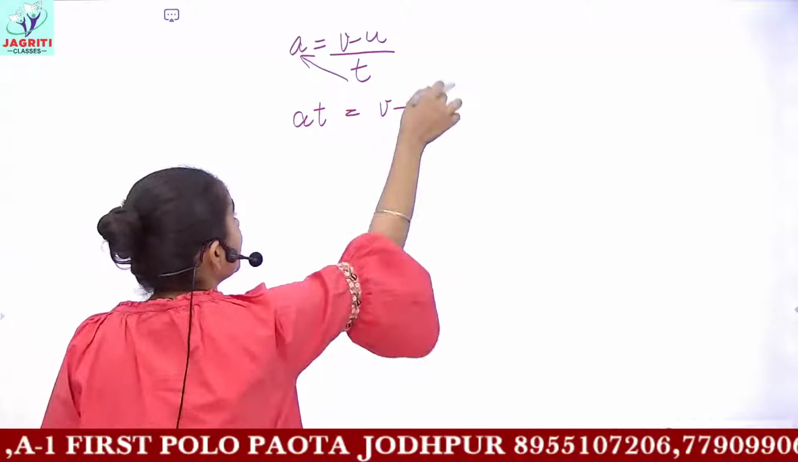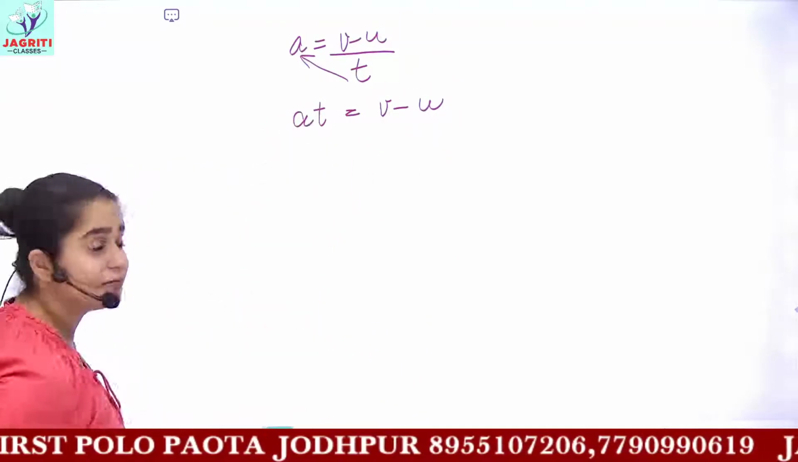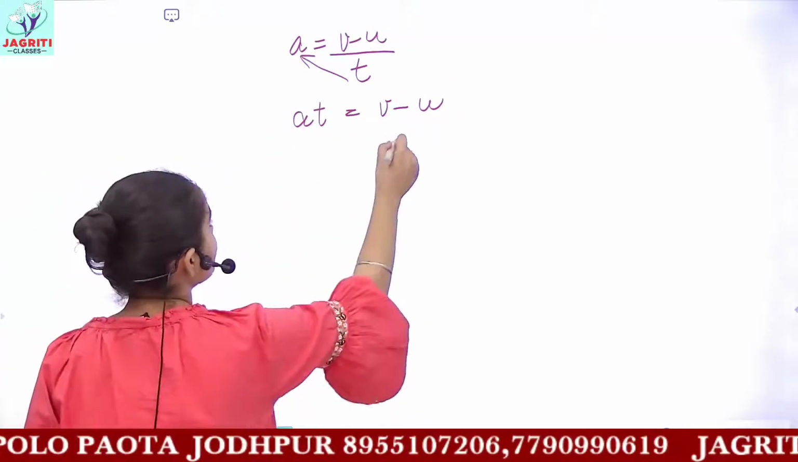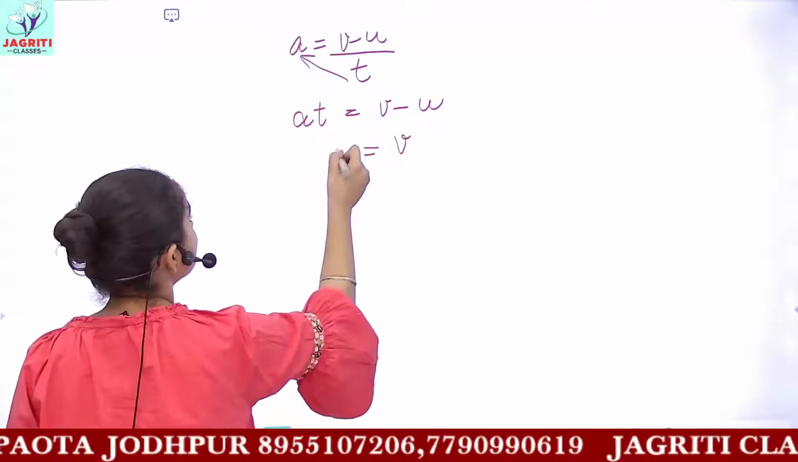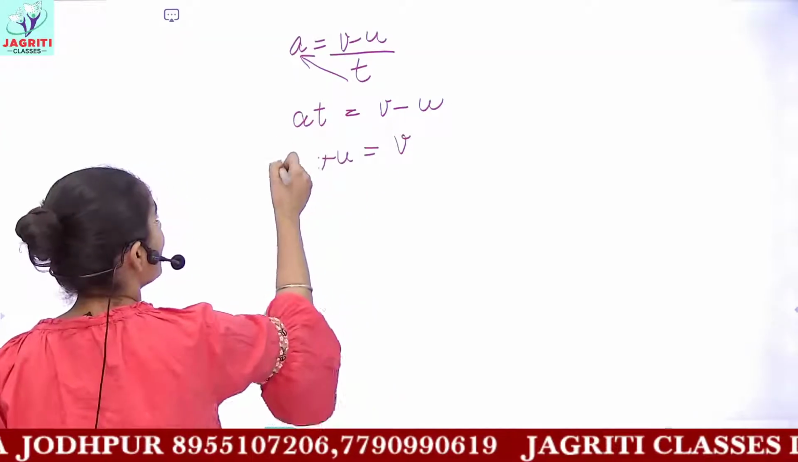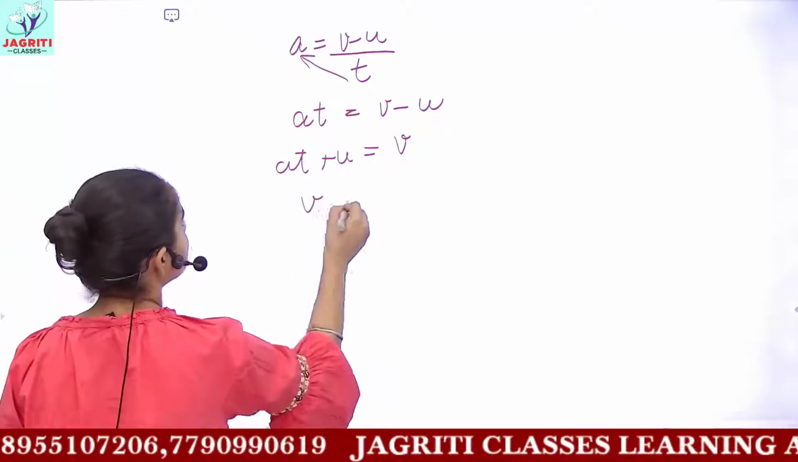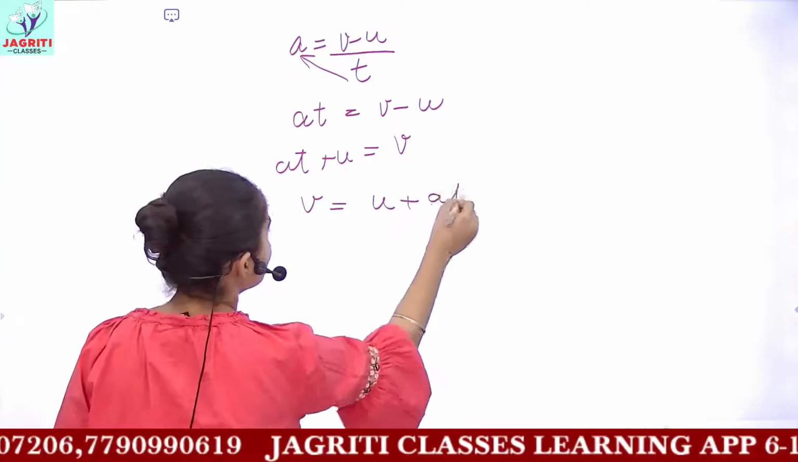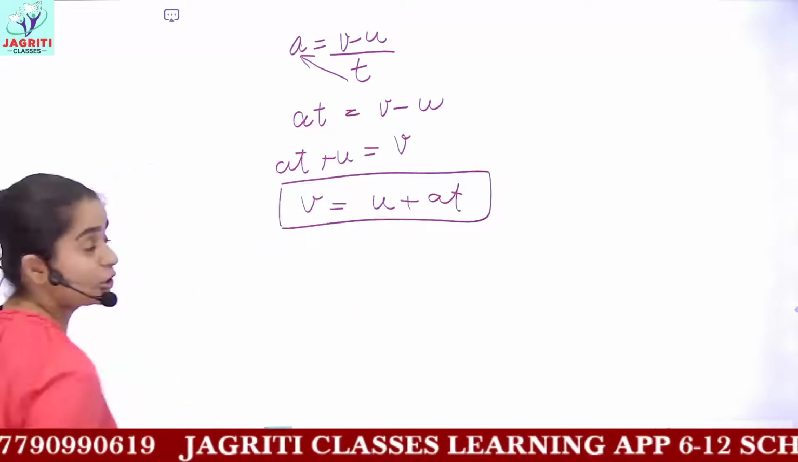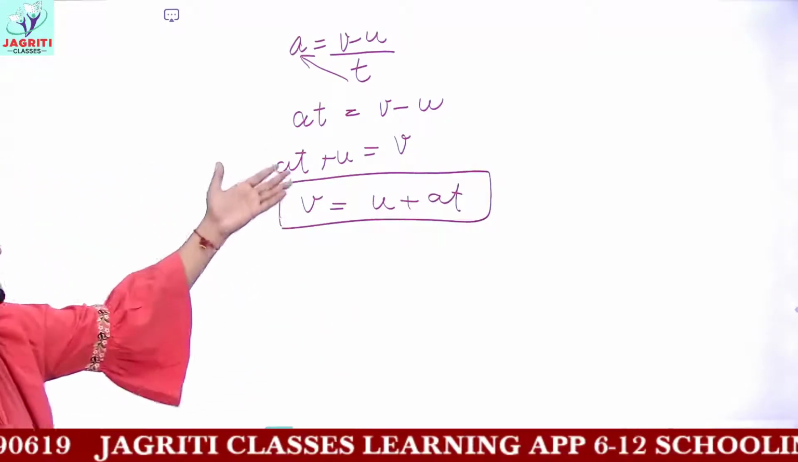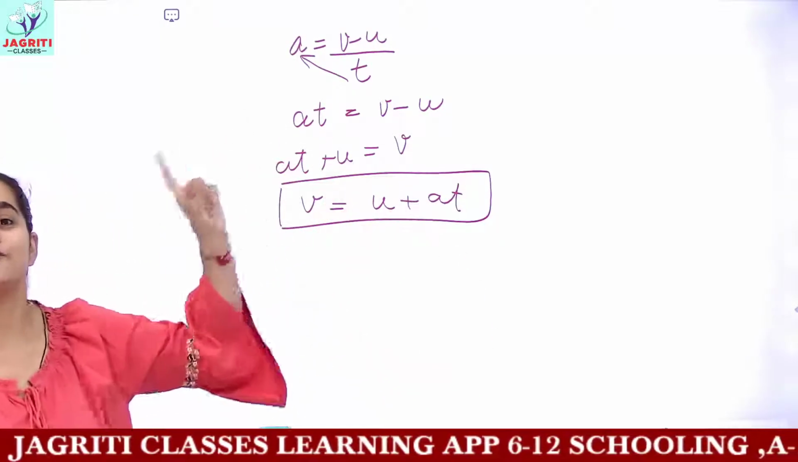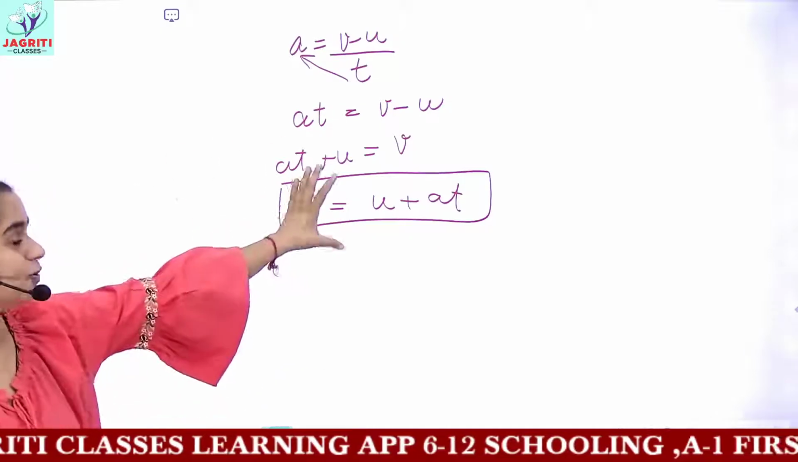If you shift your minus U term to the left, then you get plus U. So this would be V is equal to plus U, and you have here at. And if you rearrange, then it is V equals U plus at, which is your first equation of motion. So this is the formulation or derivation of the first equation of motion.